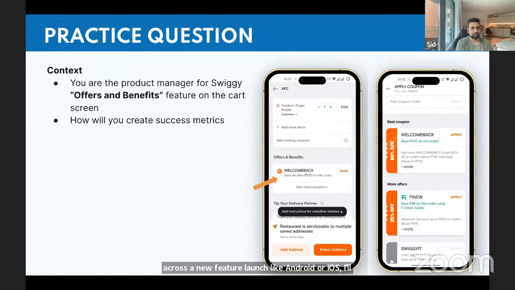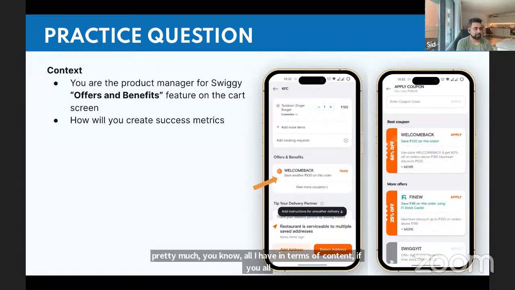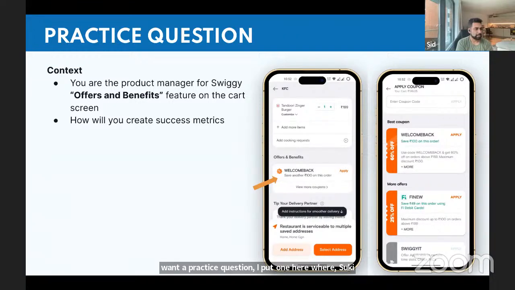If you all want a practice question, I put one here where Swiggy usually has this section where they have all of the offers, like you can get discounts and promos and whatnot. If you were the PM who owned this aspect, how would you measure success?